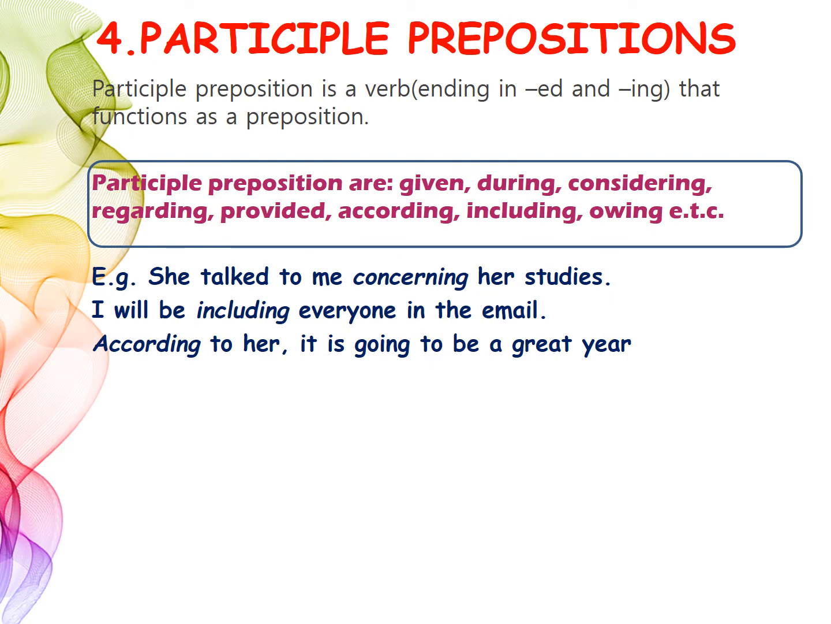Participle prepositions. A participle preposition is a verb ending in ed and ing that functions as a preposition. Participle prepositions are given, during, considering, regarding, provided, according, including, owing, etc. For example, she talked to me concerning her studies. I will be including everyone in the email. According to her, it's going to be a great year.